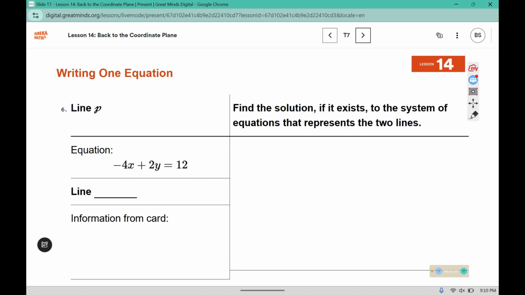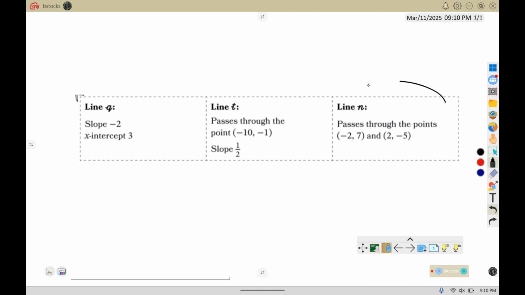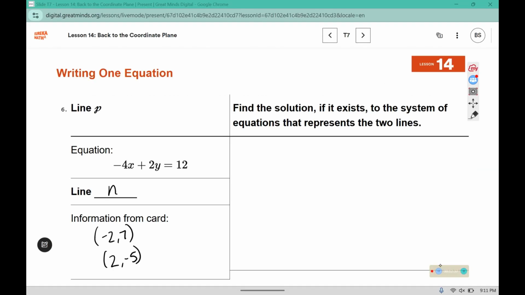For line P, we have negative 4x plus 2y equals 12. And we're going to pair that with line N, which goes through the points (-2, 7) and (2, -5). So we'll need to start by finding the slope. y2 minus y1 divided by x2 minus x1. Negative 5 minus 7 is negative 12. And 2 plus 2 is 4, giving us a slope of negative 3.